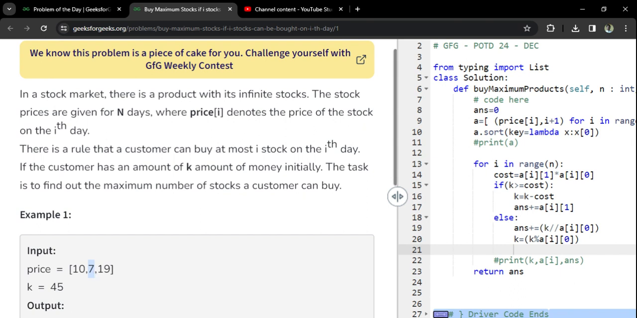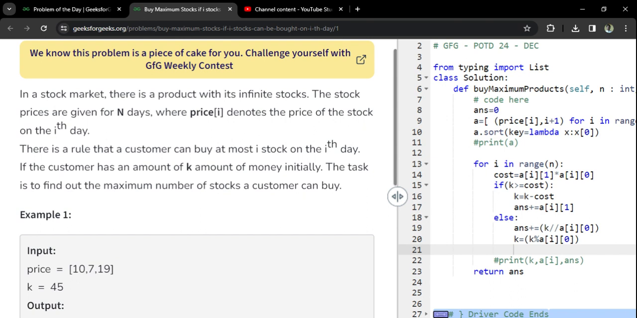So at max, 7 into 2, which is 14. Only for an amount of 14 we can buy stocks on the second day, as simple as that. The idea is very simple, because we have to purchase maximum stocks. The simple logic is to buy stocks on the day when the price is the least.